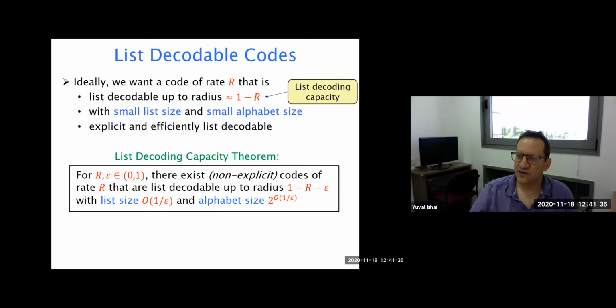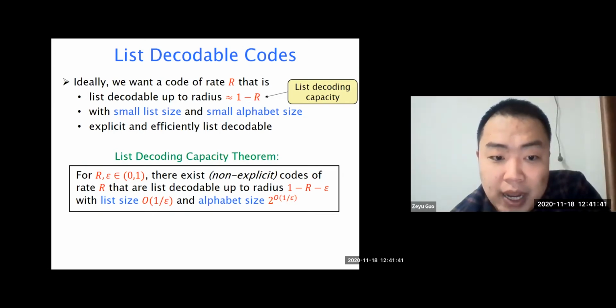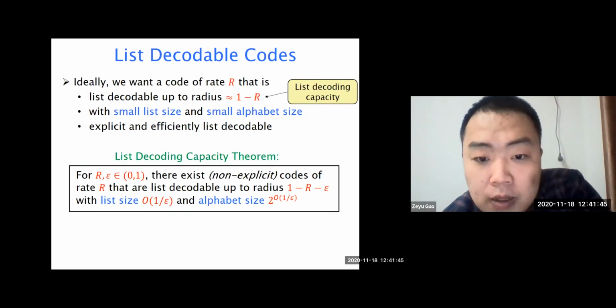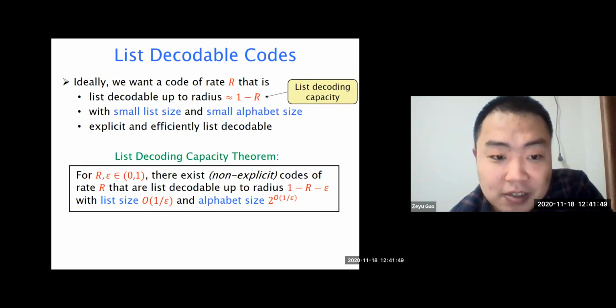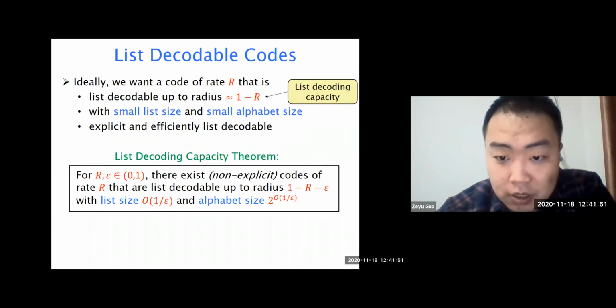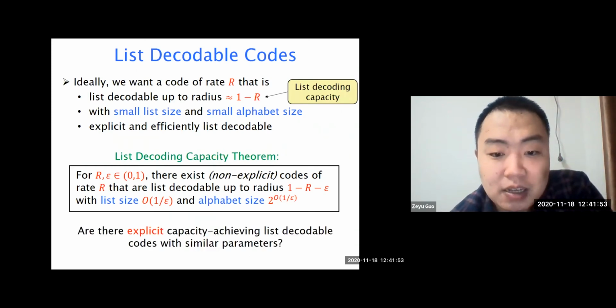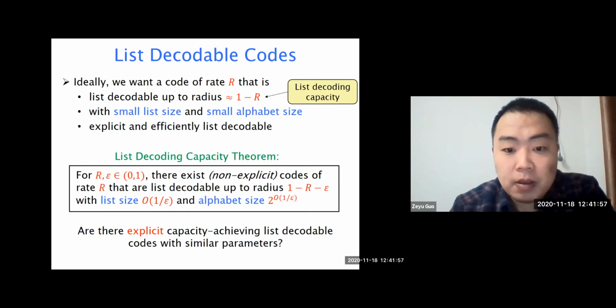Is this true for most codes, or is this true with probability 1 over the choice of a random code? Yes, this is proved by the probabilistic method. So you just take a random code. However, this is a very good code, but it's not explicit. We want to find an explicit code. The question is, are there explicit capacity achieving list decodable codes with similar parameters?